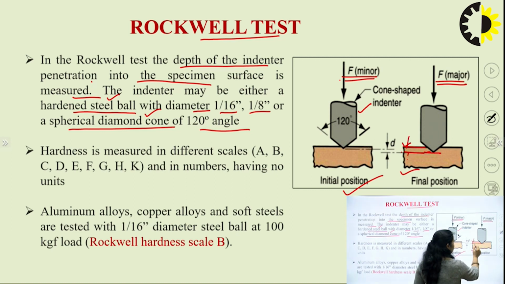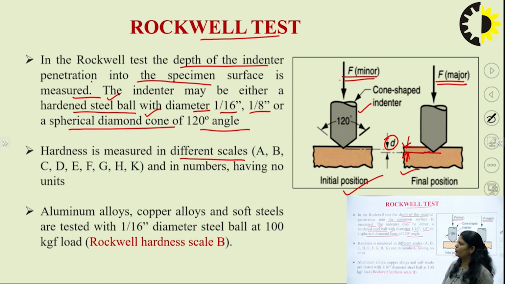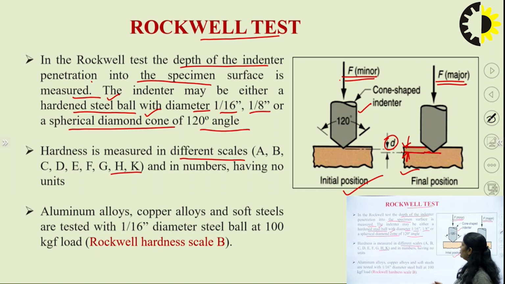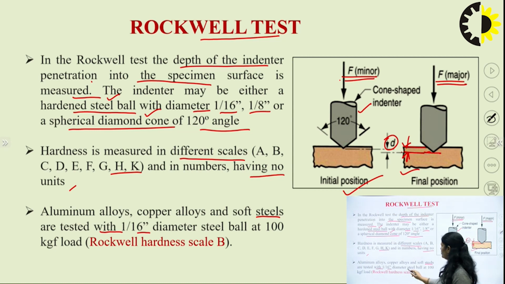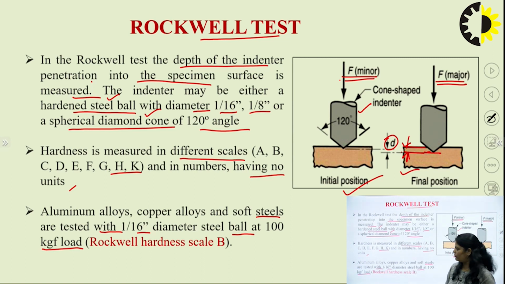So we will measure this value of D. Here the hardness we can measure in different scales like A, B, C, D, E, F, G, H, K. These are different scales, and in number also we can measure it, and it has no units. Aluminium alloy, copper alloy and soft steels are basically tested with the 1/16 inch diameter steel ball at a load of 100 kgf. OK, and this we call the Rockwell hardness scale B. In scale B we are testing this.